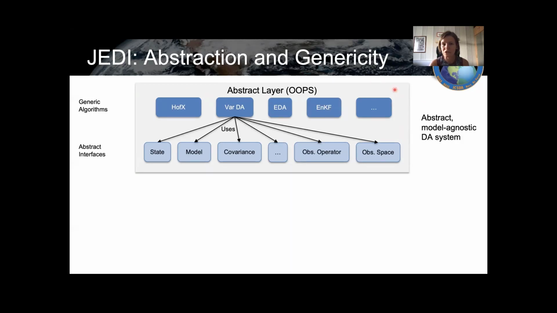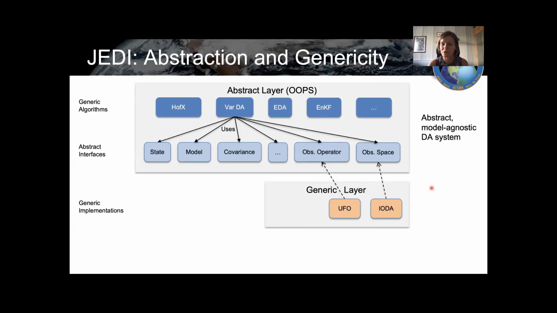Since this is pretty abstract, to be able to actually run a concrete variational data simulation with a model and some observation operators, we need to have implementations of these interfaces. Here I'm showing the repositories where you can find generic implementations of some of the interfaces. All the interfaces that are related to things in the observation space are implemented inside two repositories. One is the JEDI Interface for Observation Data Access that you've heard about on Monday. And the other one is the Unified Forward Operator, UFO, which holds observation operators, QC filters, observation error covariances, etc.